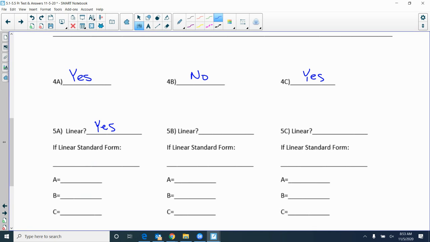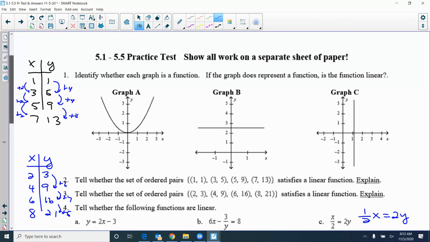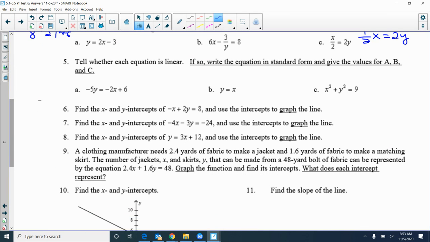Okay. It says now you've got to put it in standard form. So right here is where the standard form goes. So you might need to do a little bit of work. Jordan, is that in standard form? Do you know whether it's in standard form or not?